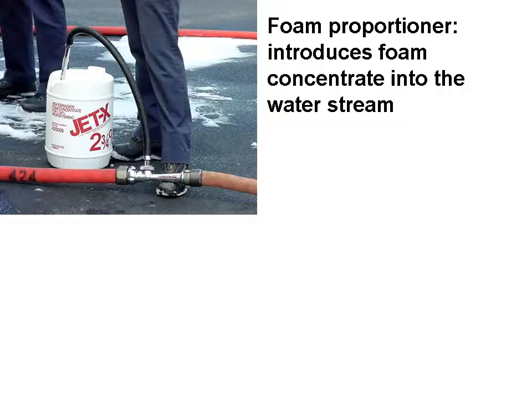A foam proportioner introduces foam concentrate into the water stream. Foam must be proportioned with water and aerated with air. These elements must be in correct ratios to produce foam. Aeration should produce an adequate amount of foam bubbles, or the foam blanket as it's called. Foam solution is a mixture of foam concentrate and water before air is introduced.